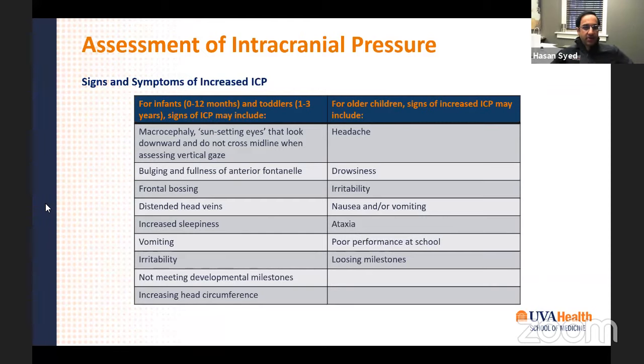And then other things that we know already: increased sleepiness, vomiting, irritability, and not meeting developmental milestones. For older children, headache, drowsiness, irritability, but also losing milestones is critical to pick up as well, and something that parents are very sensitive and attuned to, and definitely worth asking about.